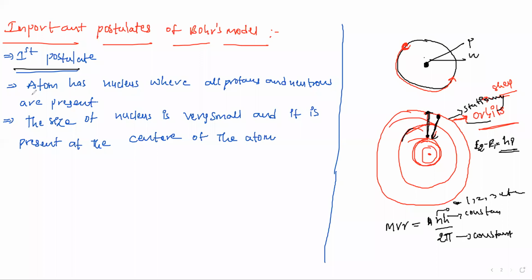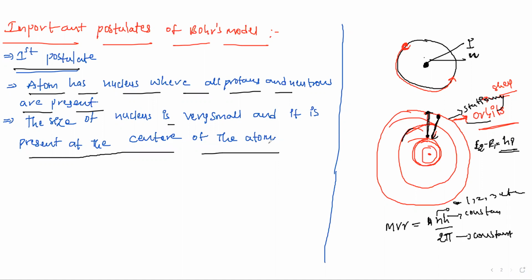Atom has a nucleus where all protons and neutrons are present. అంటే ఆటమ్ లోపల న్యూక్లియస్ ఉంటుంది. అందులో ప్రోటాన్స్ అండ్ న్యూట్రాన్స్ రెండు ఉంటాయి. And the size of the nucleus is very small and it is present at the center of the atom. The size of the nucleus is small, and it is definitely at the center. This is the first postulate. And write down the second postulate.